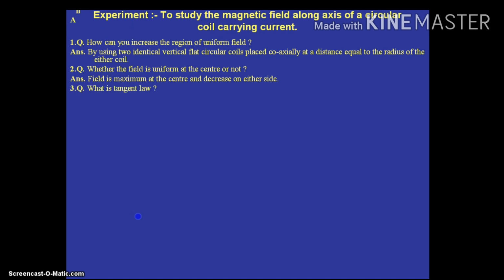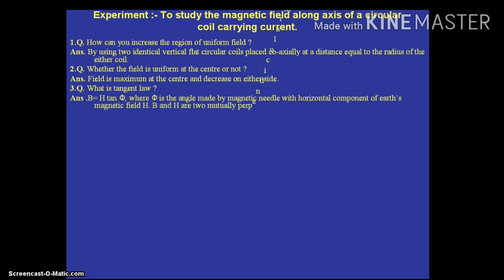The third question is: what is the tangent law? The tangent law is B equals H tan phi, or H tan theta, where theta or phi is the angle made by the magnetic needle with the horizontal component of the Earth's magnetic field. Here B and H are two mutually perpendicular fields.